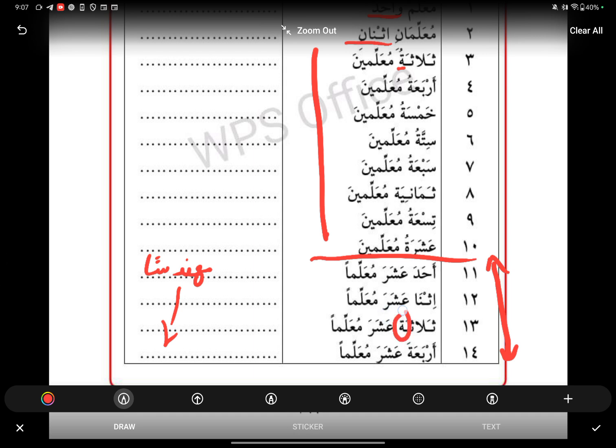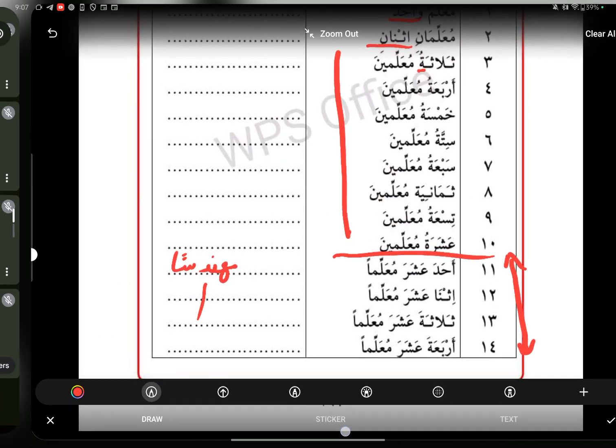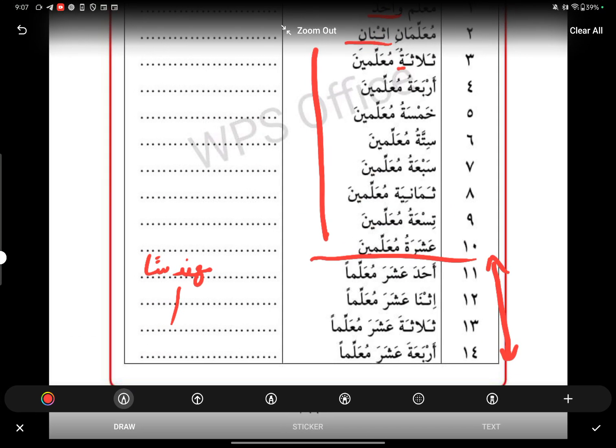Alright, so that's a quick note. Make sure to remember that it switches back from mudhakkar, male, to mu'annath, female. Alright, I saw brother Dawood. Assalamu alaikum.